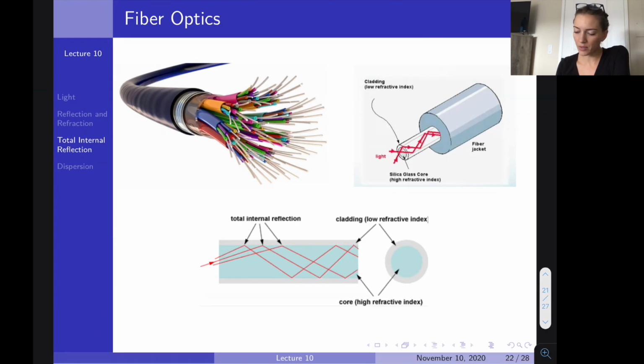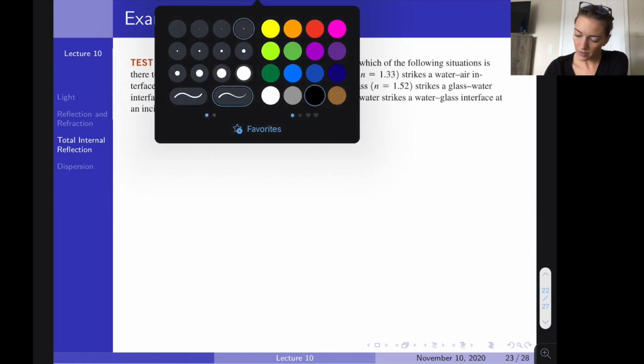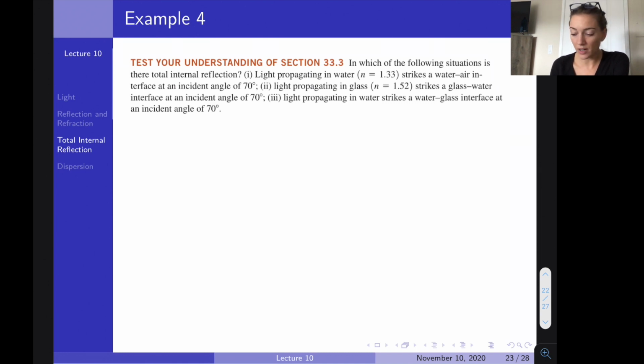Okay, now let's do a quick example with total internal reflection. In which of the following situations is there total internal reflection? So if we have light propagating in water that strikes the water-air interface at an angle of 70 degrees, for that one, let's find the critical angle first and then figure out if 70 degrees is larger or smaller than the critical angle. So we have sine theta critical is NB over NA. And we can see right away that the water has a higher index of refraction than the air, so we know that works out. The first medium has a higher index of refraction than the second, so that part is fine.